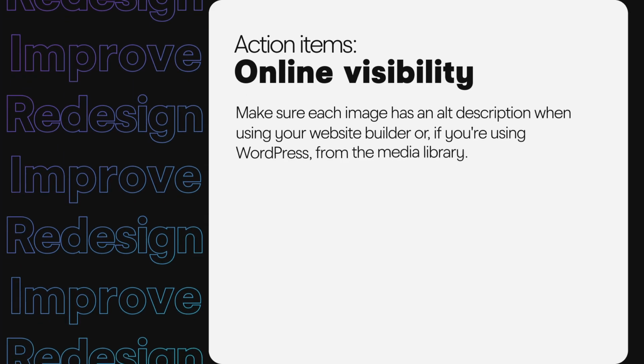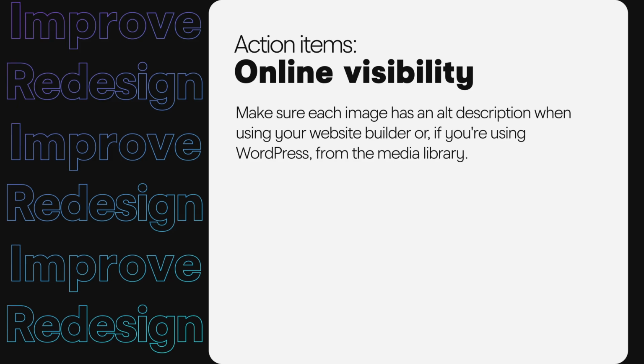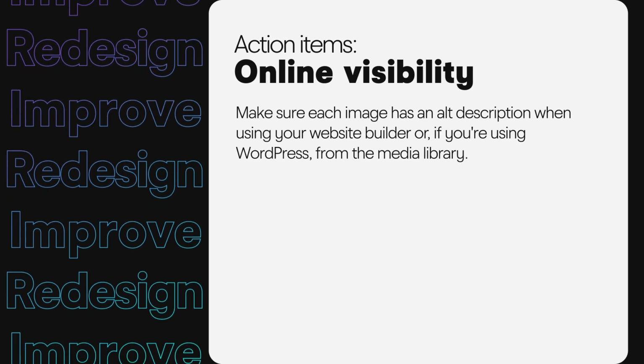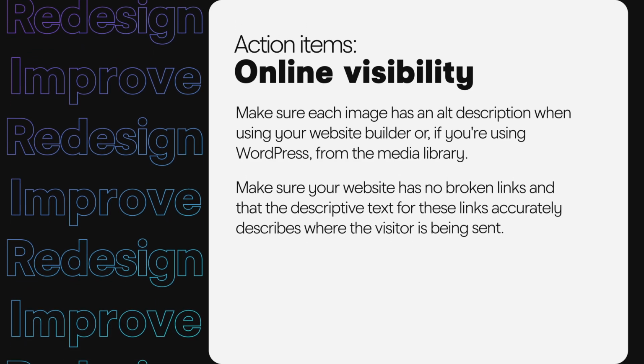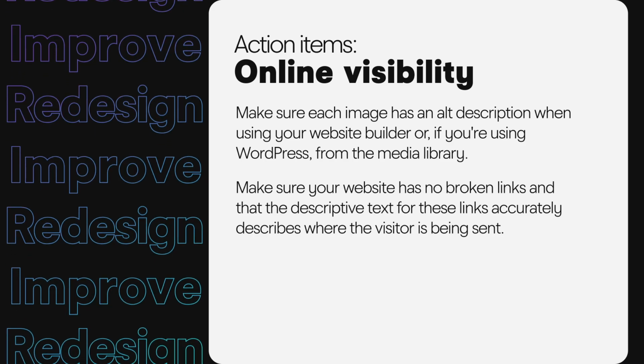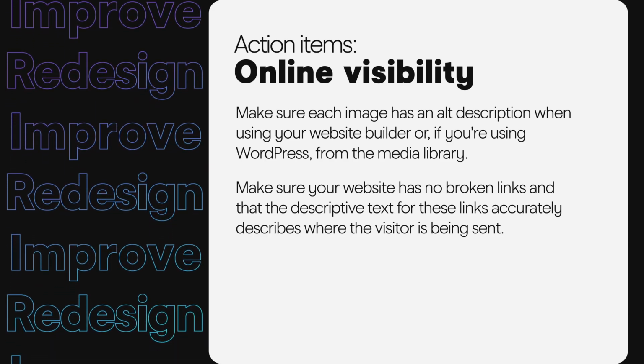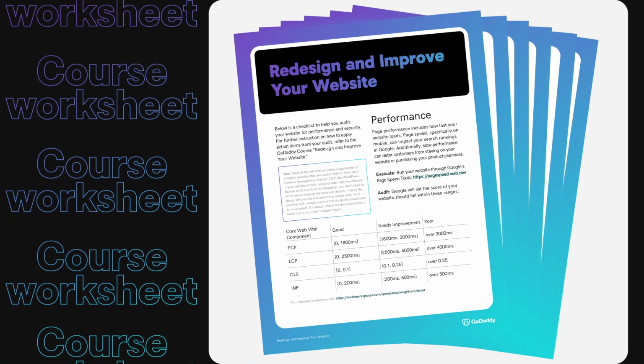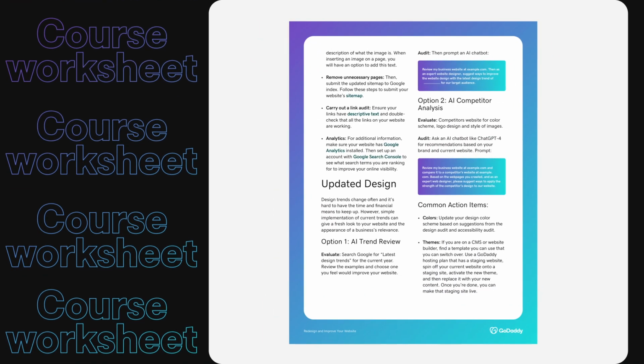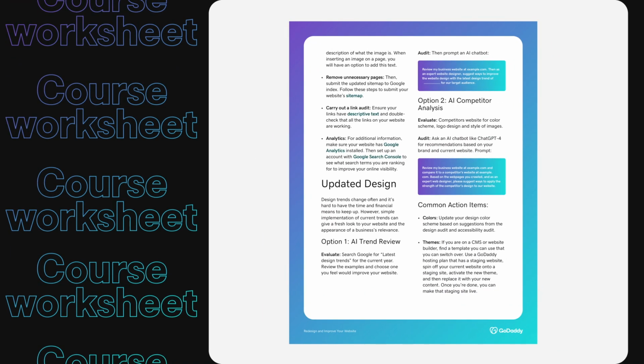The same missing information task applies to images. Make sure each image has an alt description when using your website builder, or if you're using WordPress, from the media library. Lastly, double check your links. Make sure your website has no broken links and that the descriptive text for these links accurately describes where the visitor is being sent. Our download also encourages you to clean up unnecessary pages and posts so your sitemap, crawled by Google, is accurate. If you're missing a robots.txt file, use the link in the download to better understand why and get that resolved through your web host, who can guide you on the best way to generate one.